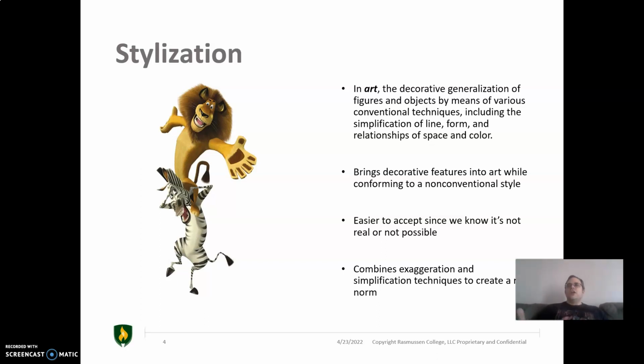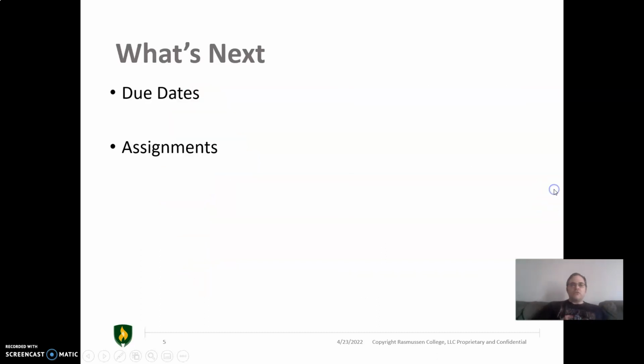But sometimes that's why people had a hard time accepting the realistic version of Lion King, because it just didn't look right with the animals talking. It just didn't look like they had any emotion. With stylization, you can add a lot more emotion. And this combines with exaggeration and simplification techniques to really create the new norm and emphasize those emotions even further. And that's something to be aligned with. But yeah, those are the two differences between realism and stylization.